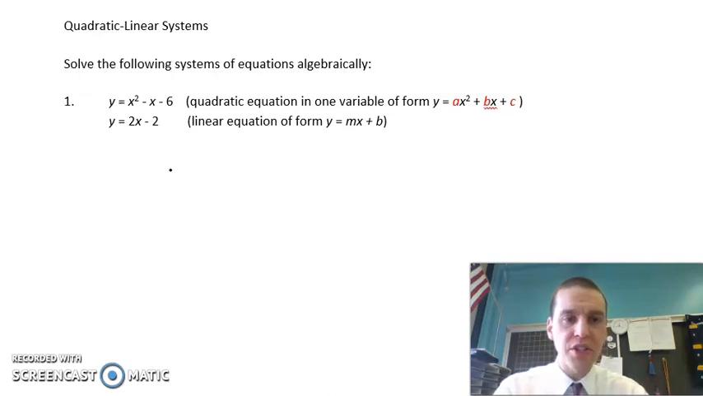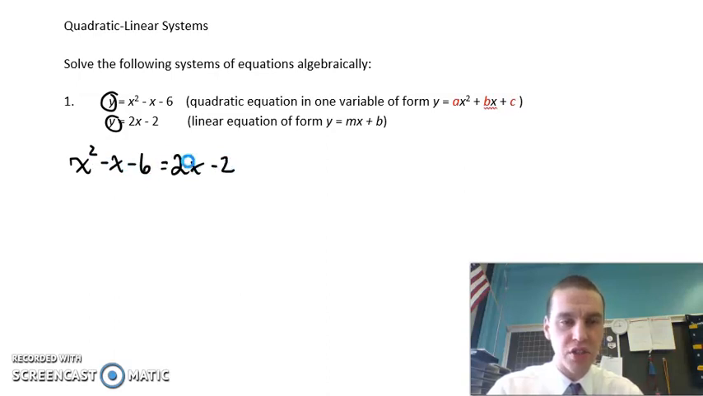So the first thing I want you to see here is that we have a quadratic and we have a linear function, and we want to solve the following systems algebraically. I'm going to show you algebraically and what it looks like graphically too. When we solve them, we take the y's and set them equal to each other. Well, y equals y doesn't make sense. We're going to set what that is: x squared minus x minus 6 equals 2x minus 2.